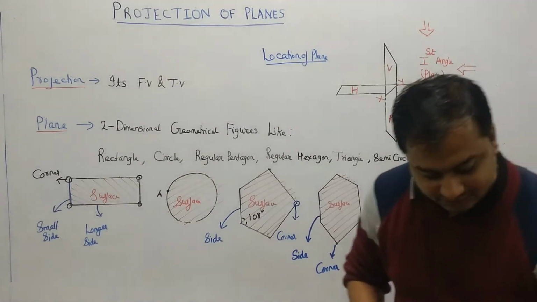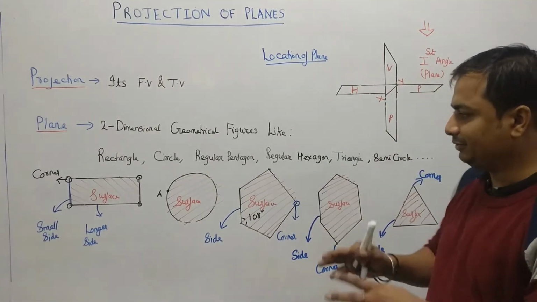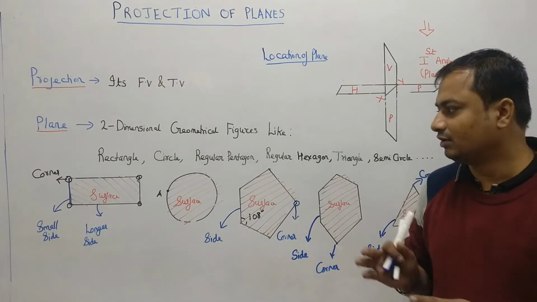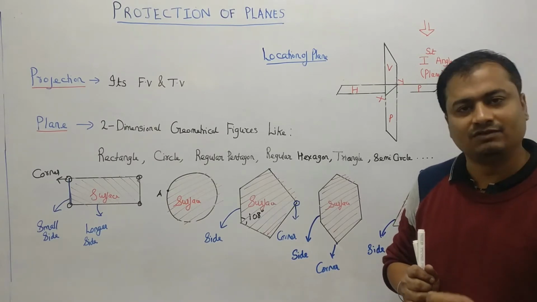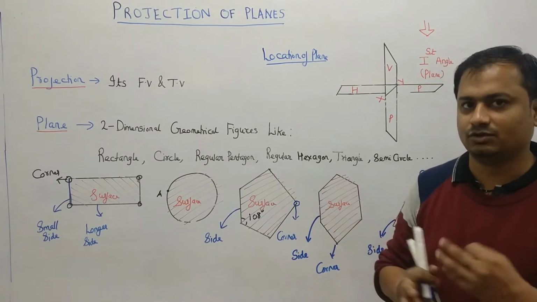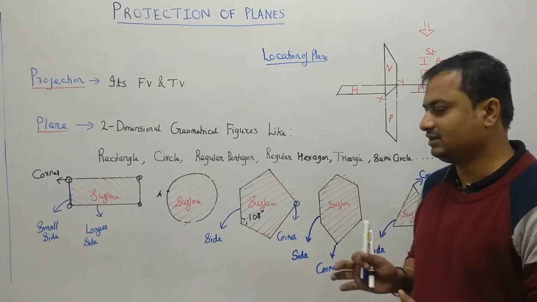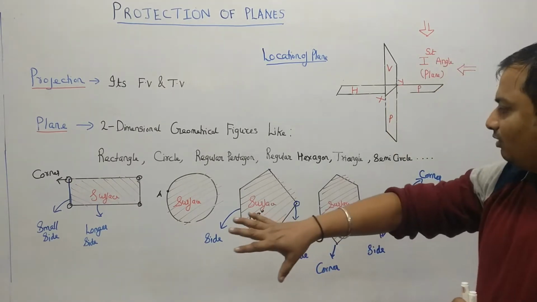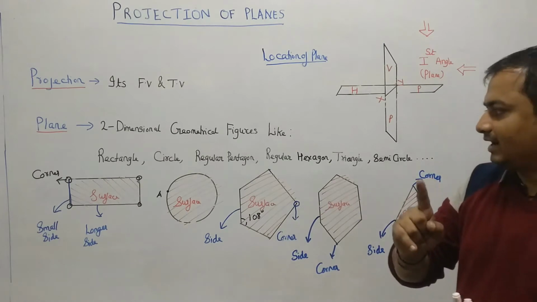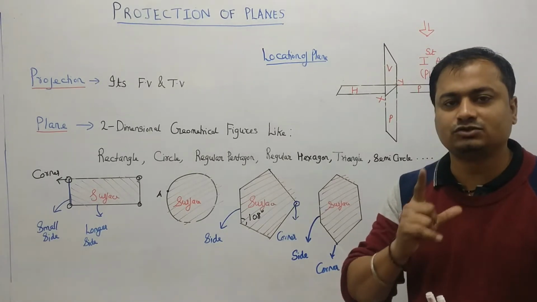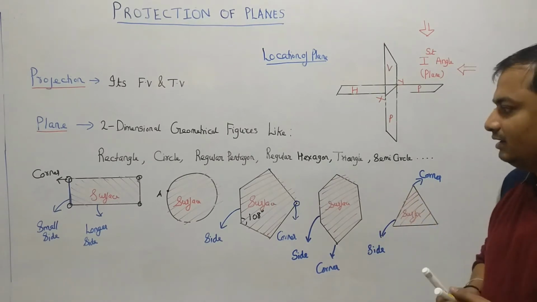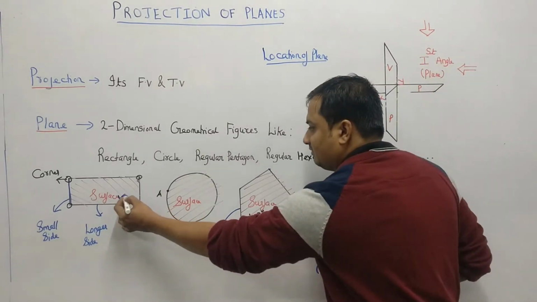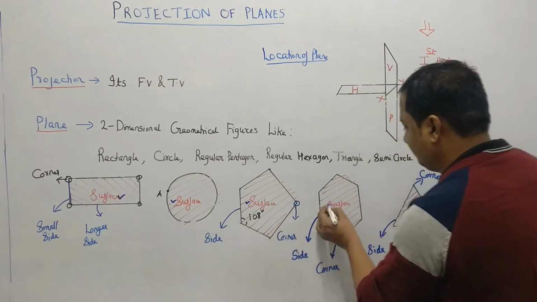So these are the terms which are associated with these plane figures that you must know for solving the problems regarding the projection of plane. So we must be familiar with our plane, what is side, what is smaller side, what is longer side, what is corner and what is surface. Now in all these plane figures, one term is common, and the common term is surface. As you can see, the surface is common in each and every plane figure.